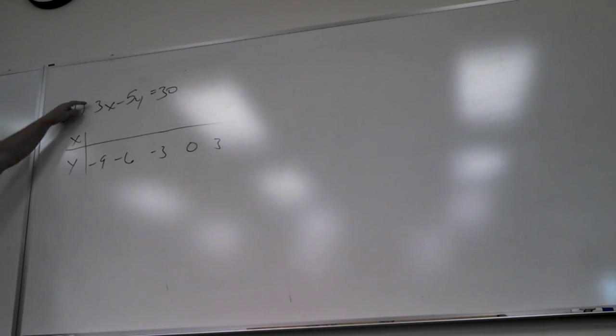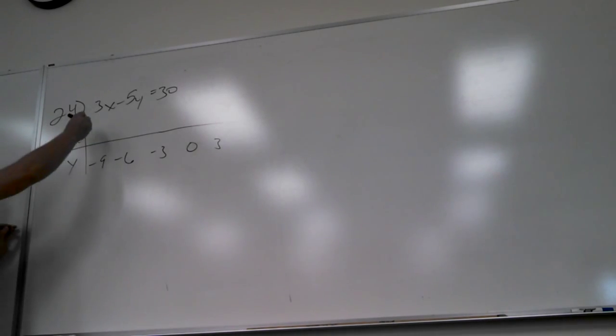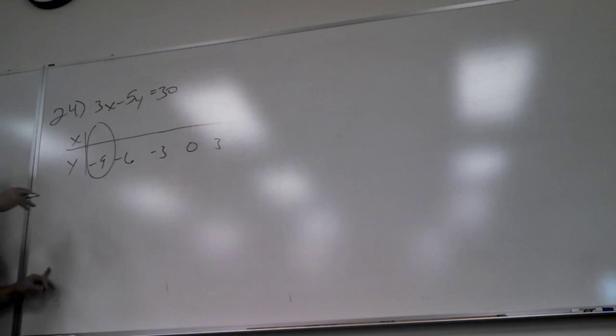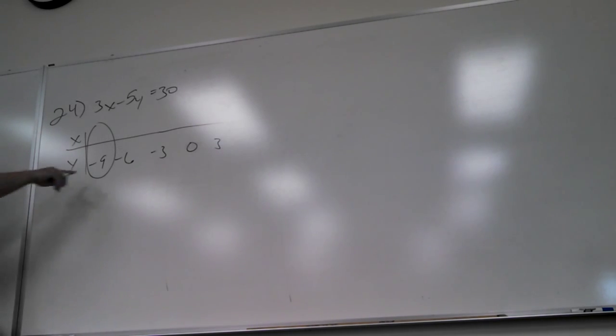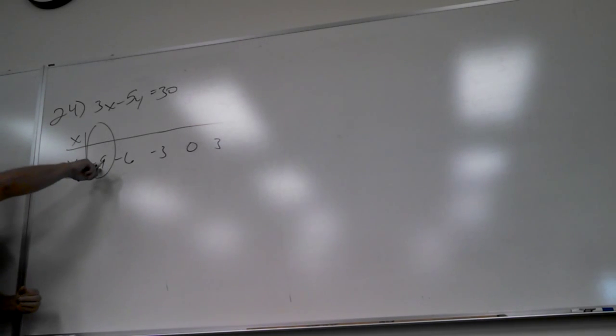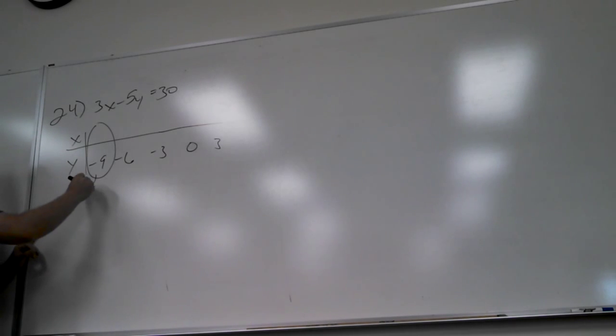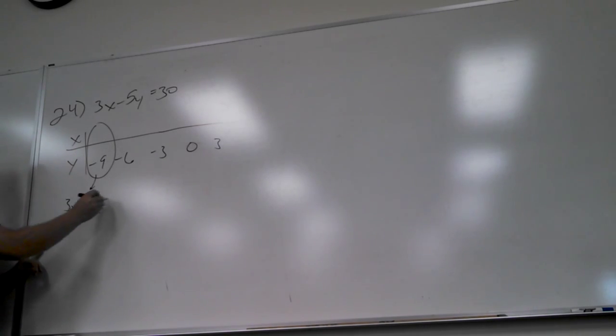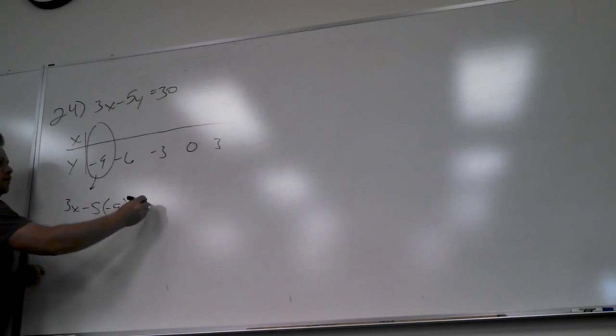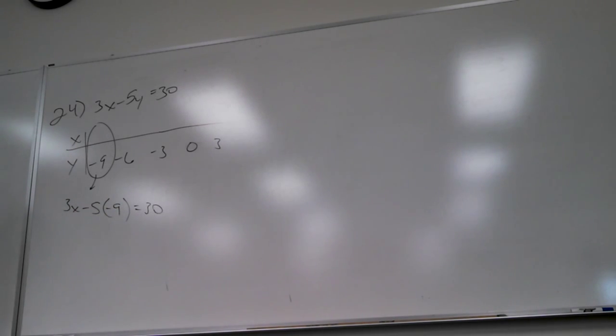We have an equation, a relationship between X and Y. So when X is something, you can figure out what Y is, and when Y is something, you can figure out X. In this entry, I know Y is negative 9. So what can I do with that? Plug it in. For this entry, it's 3x minus 5 times Y, but Y is negative 9. And then you solve for X.